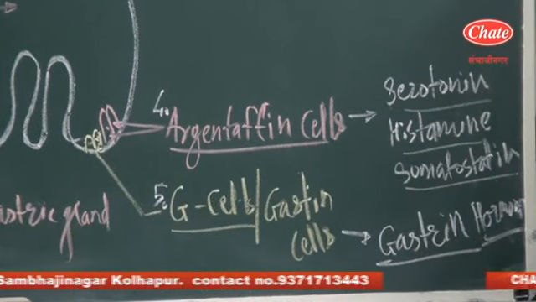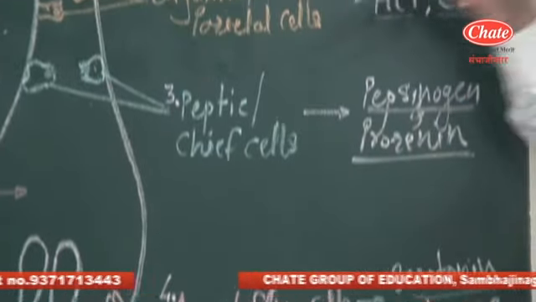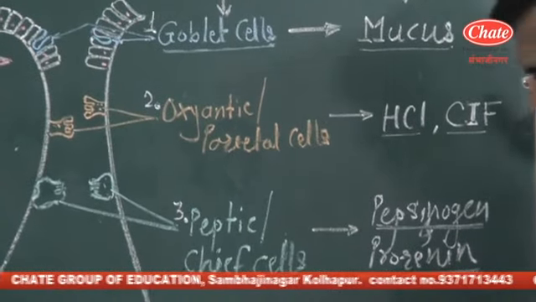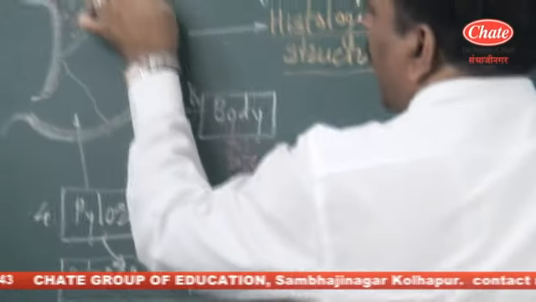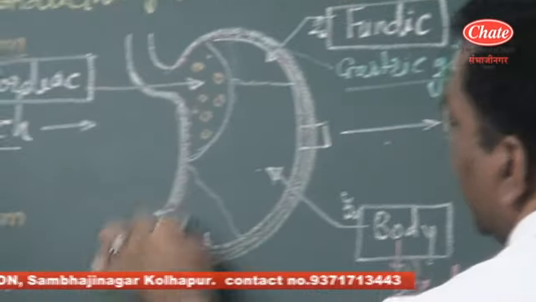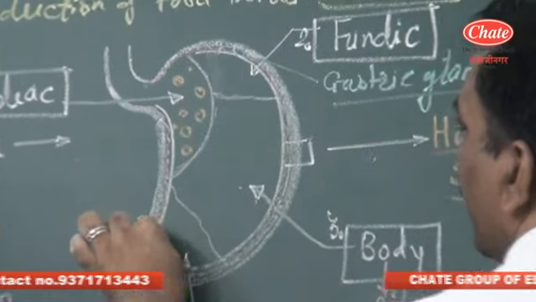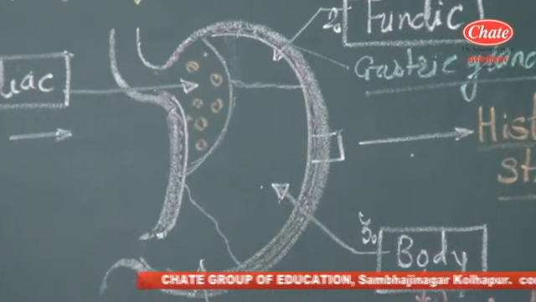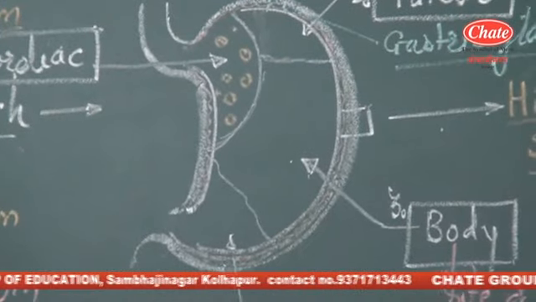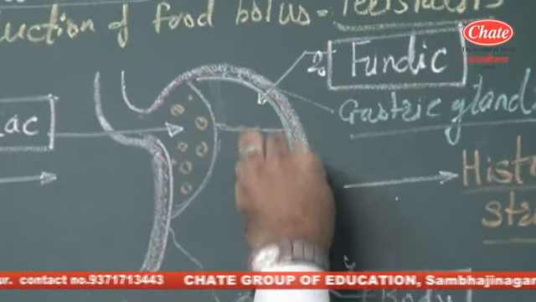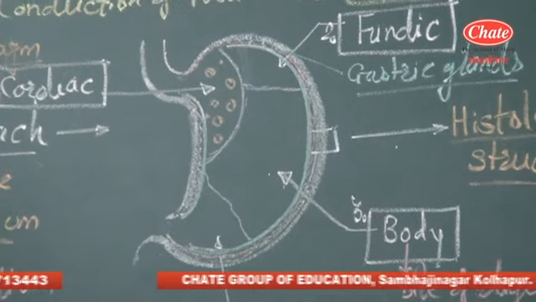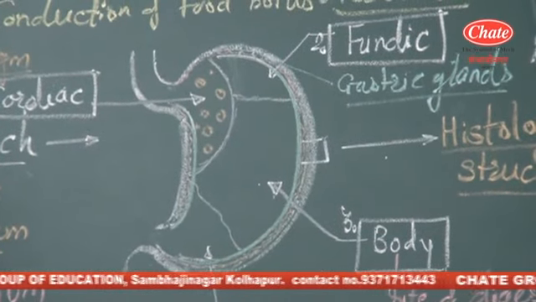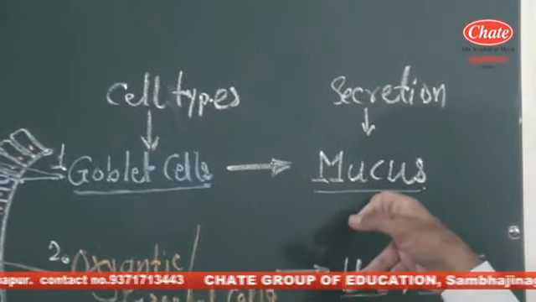Now the function of each. The goblet cell secretes the mucus, and this mucus forms the protective lining on the inner side of the stomach before digestion. This is the protective layer which prevents the action of HCl on the epithelium. It is done by mucus, so it is protective.